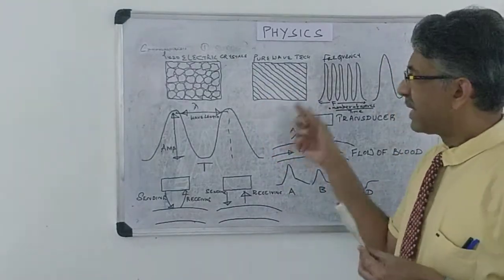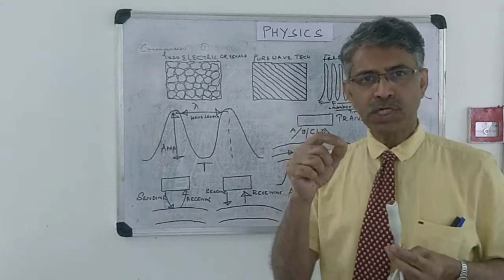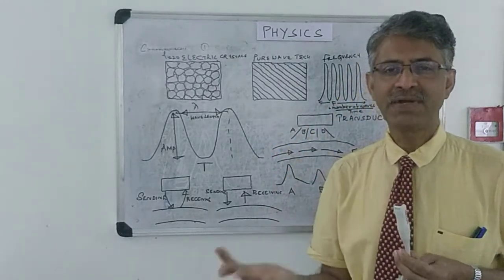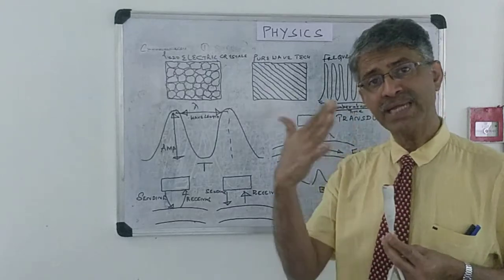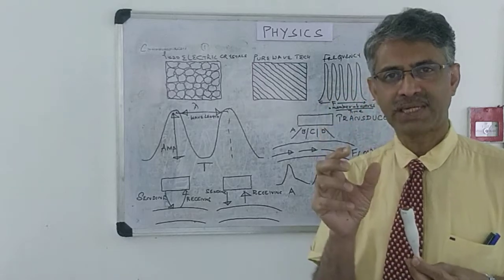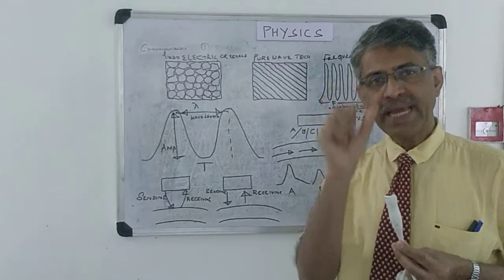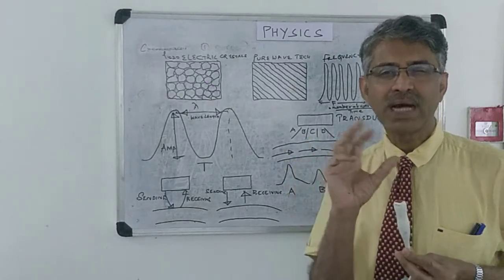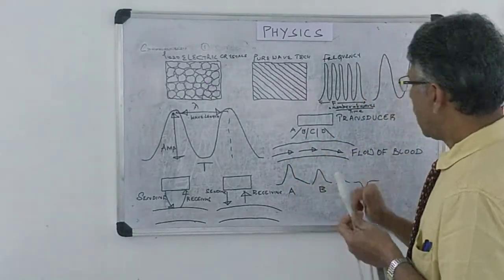In addition to that, as I was telling you, different tissues have different reflectivity. If you take bone, bone has high reflectivity, thereby a bone looks very hyperechogenic. Air has the least reflectivity, and that's the reason it looks anechoic.